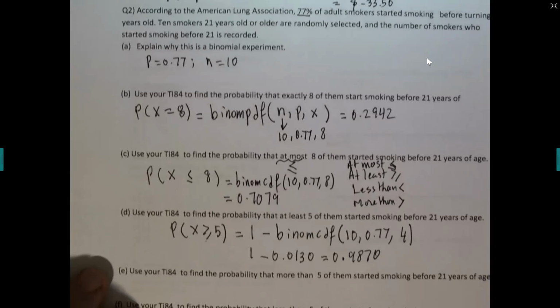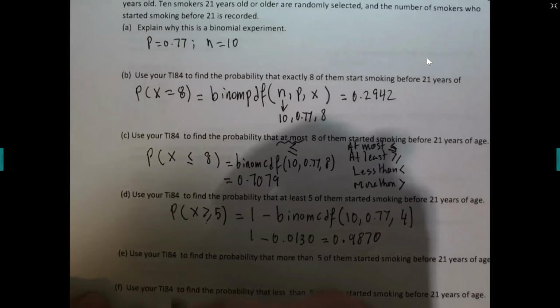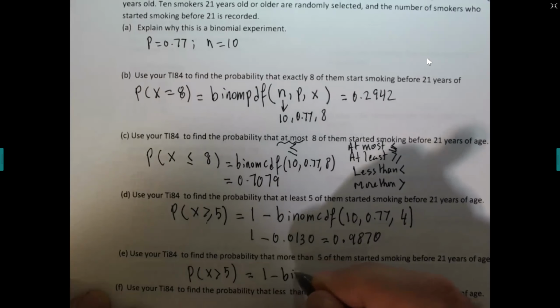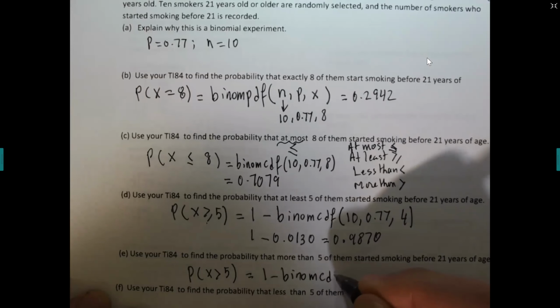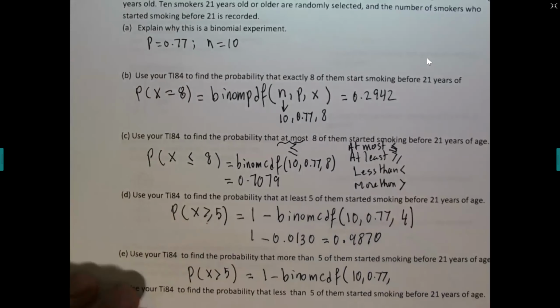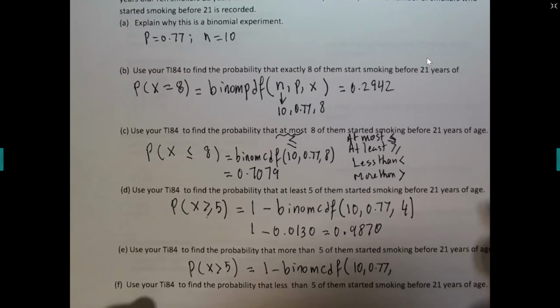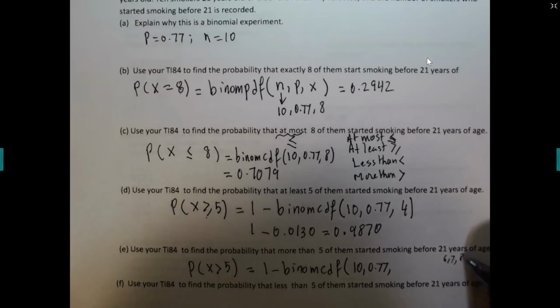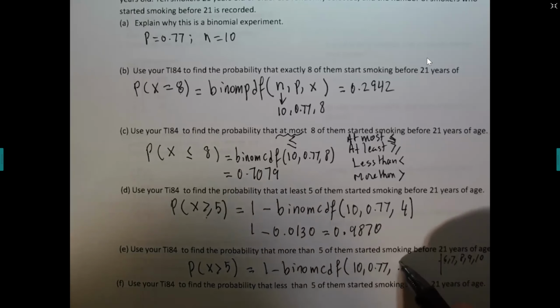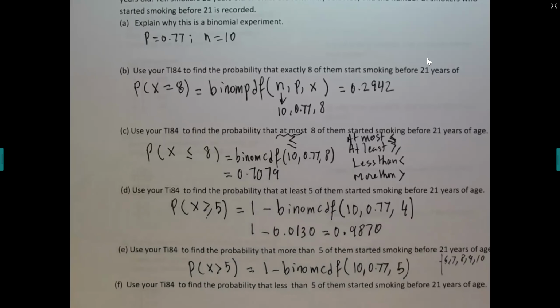Use your TI-84 to find the probability that more than 5. Again, guys, it has to be 1 minus binomCDF. 10, 0.77. Okay, more than 5 means what? More than 5, guys, means 6 or 7 or 8 or 9 or 10. Since we're doing a 1 minus, we're doing the complement. So what should be the number right here? What's the number that comes immediately before 6? It will be 5. Yeah, and look, guys, I just did it right here.